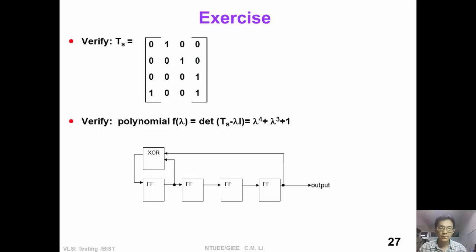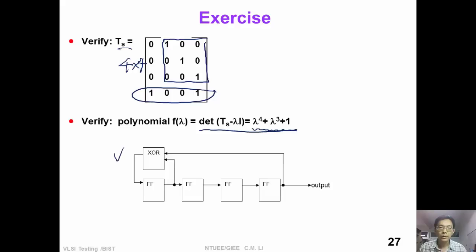So here is an exercise for you. For this example 4-stage LFSR, please verify that the companion matrix Ts can be written as a 4×4 matrix, where we have a 3×3 identity matrix, and in the last row we have a feedback vector. You can also verify that the characteristic polynomial is actually equal to the determinant of Ts minus lambda I, which is lambda to the power of 4 plus lambda cubed plus 1.